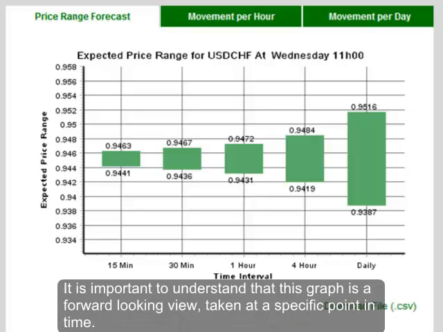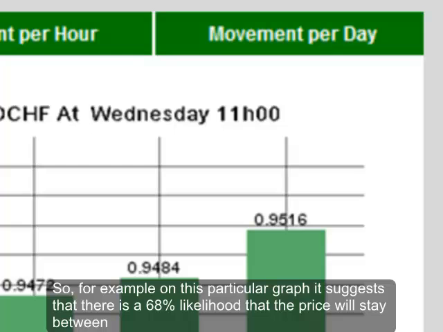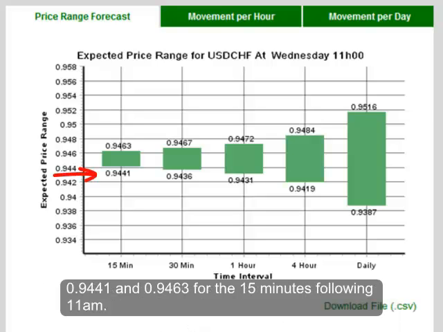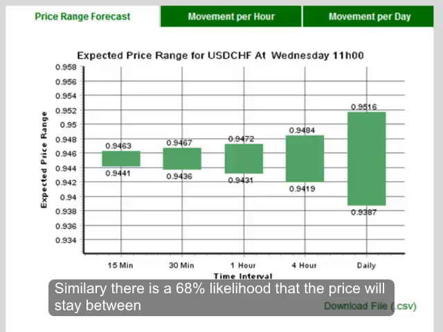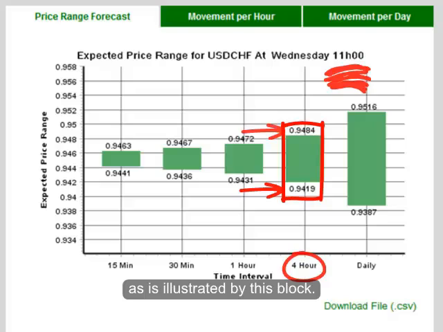It is important to understand that this graph is a forward-looking view taken at a specific point in time. That time is indicated just above the graph. So for example, on this particular graph it suggests that there is a 68% likelihood that the price will stay between 0.9441 and 0.9463 for the 15 minutes following 11 a.m. Similarly, there is a 68% likelihood that the price will stay between 0.9419 and 0.9848 from 11 a.m. for the next 4 hours until 3 p.m., as is illustrated by this block.